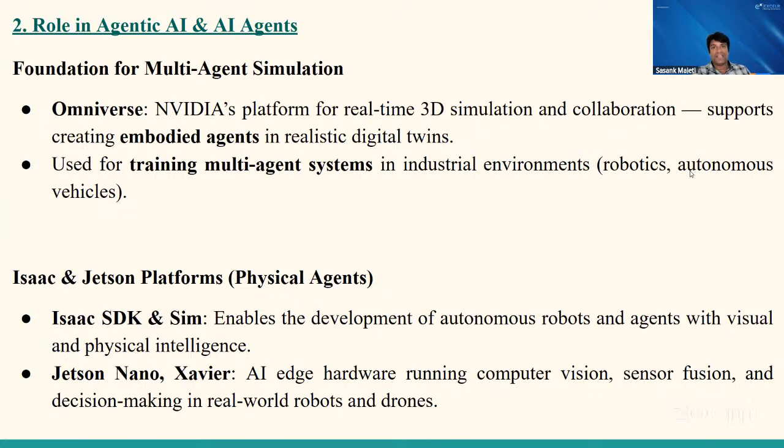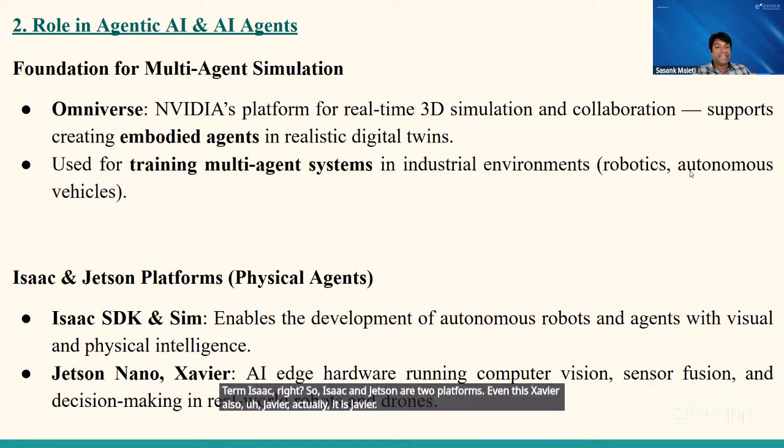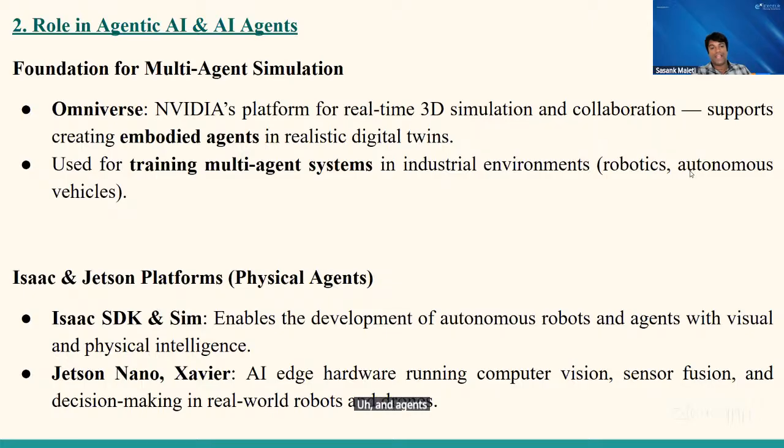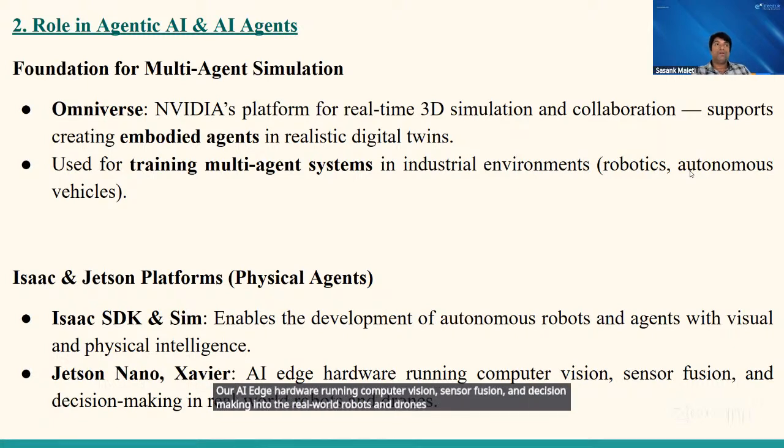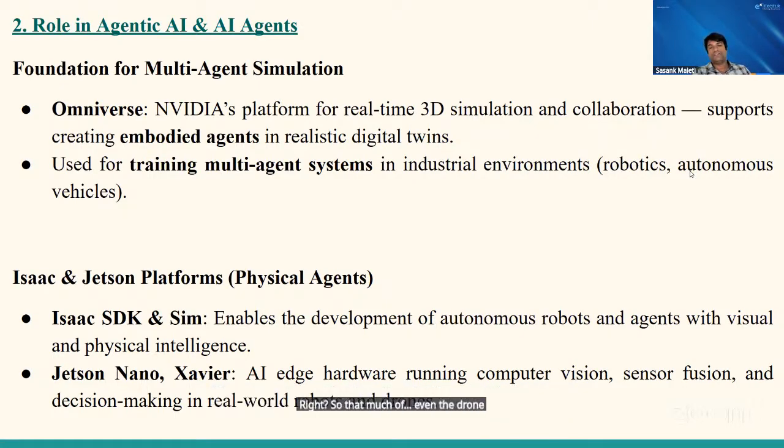The next thing is Isaac. I think yesterday we spoke about this term Isaac. Isaac and Jetson are two platforms, and also Xavier. Isaac SDK and Sim enable the development of autonomous robots and agents with visual and physical intelligence. Jetson Nano and Xavier are AI edge hardware running computer vision, sensor fusion, and decision making in real-world robots and drones. About drones, I need not tell you. Even in the current wars, you can see that people are fighting using drones. So even drone technology is powered by Nvidia.